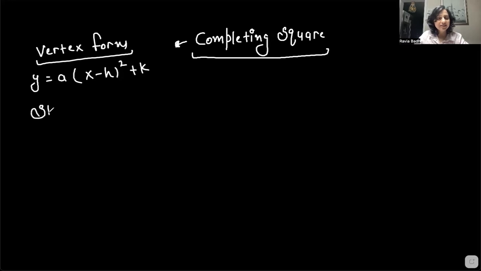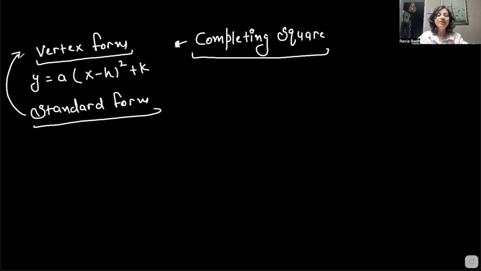Then the next one is standard form. How does standard form look like? The same equation can be written in three forms. So what is completing the square? Completing the square is a method where we change standard form into what? Into vertex form. Okay, how does standard form look now? It looks like y equals ax squared plus bx plus c.